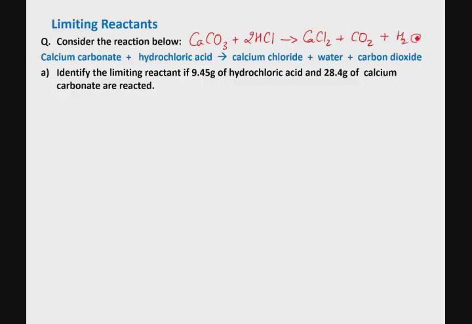Once again, you have to calculate the number of moles of a selected product, and again it doesn't matter which one you select from each of the reactants. I'm going to select water, so we need to convert 28.4 grams of calcium carbonate into moles of water and convert 9.45 grams of hydrochloric acid into moles of water as well. Please pause the recording while you complete this.